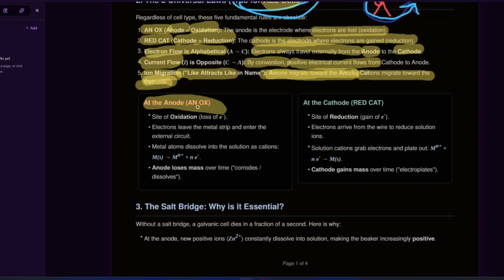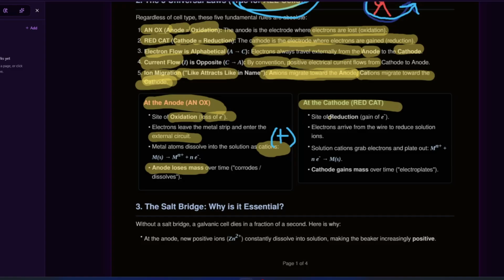The anode is the site of oxidation, the loss of electrons. Electrons leave the metal strip and enter the external circuit. Metal atoms dissolve into the solution as cations, so positive. The anode loses mass over time; it corrodes and dissolves.